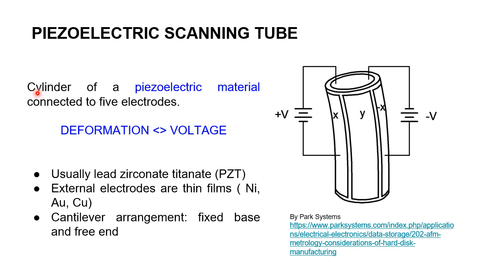Basically, it's a cylinder of a piezoelectric material connected to 5 electrodes. A piezoelectric material is one that shows the property of piezoelectricity. In simple terms, when a piezoelectric material is deformed, a voltage develops across it. It also works the other way, so when a voltage is applied across this material, the material is deformed in that direction.